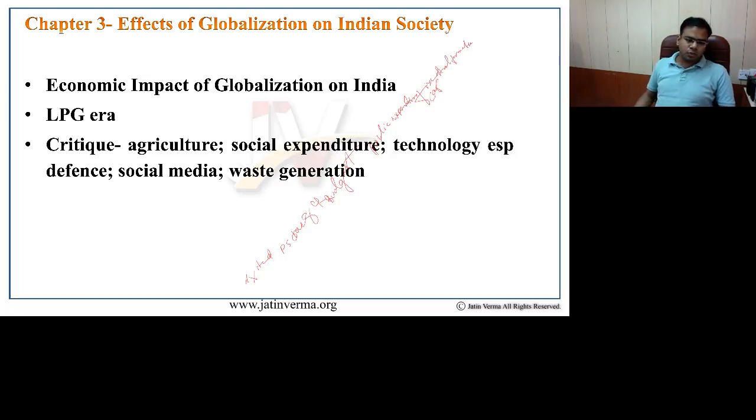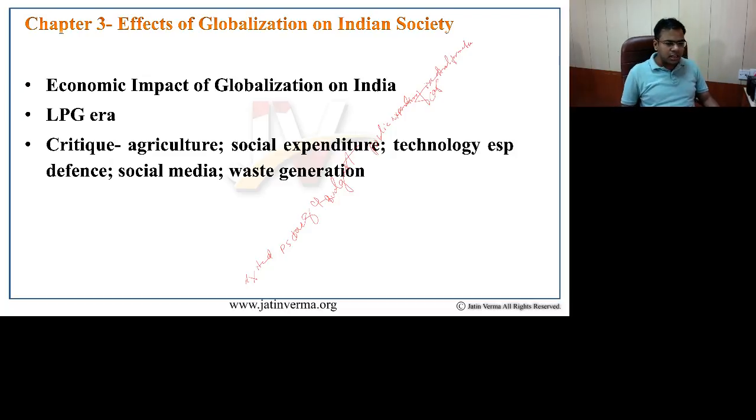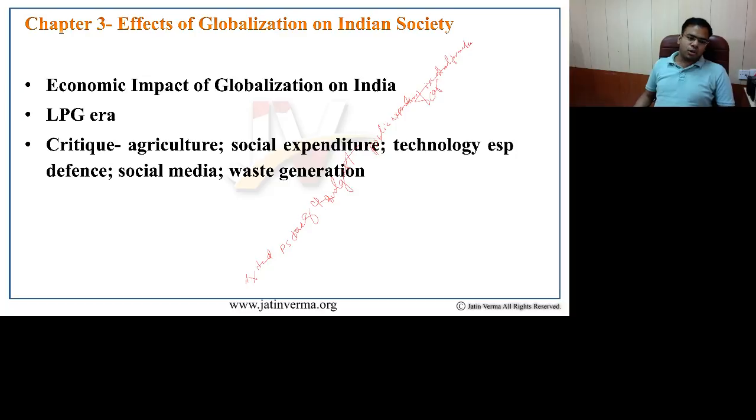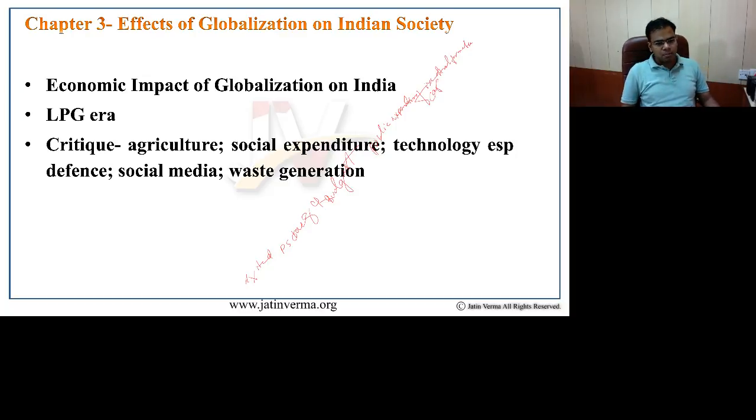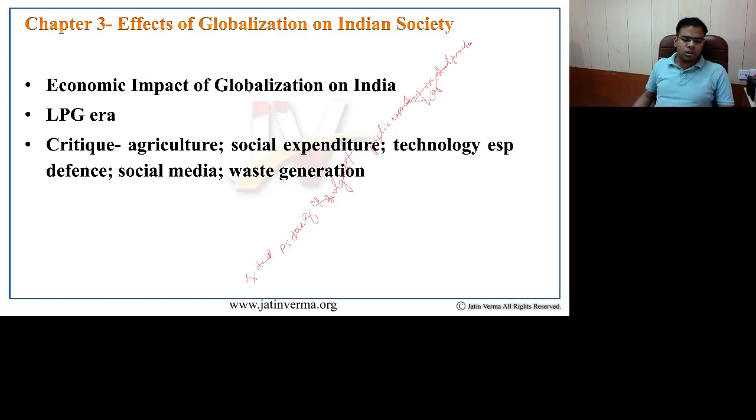So basically, fixing accountability, fixing taxation, and again, what we call data protection and privacy, especially after the Right to Privacy judgment, in which privacy was granted as a fundamental right under Article 21. So basically, it becomes a concern for the government to regulate social media, and that is one of the important critiques when it comes to globalization.